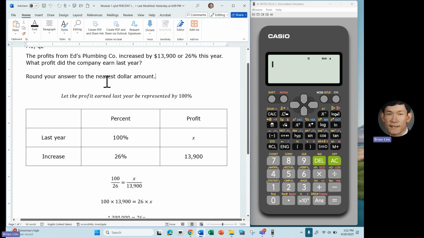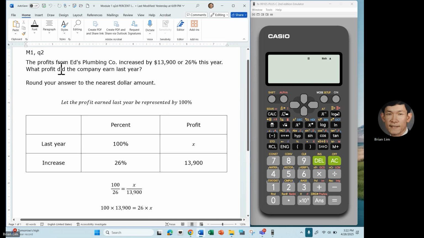Okay, let's look at this question here. The profits from Ed's Plumbing Company increased by $13,900 or 26% this year. What profit did the company earn last year?